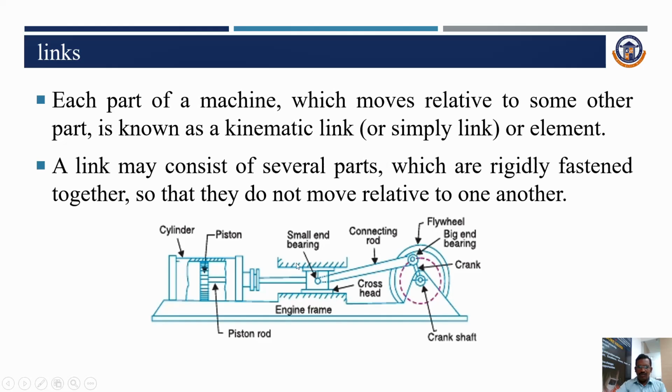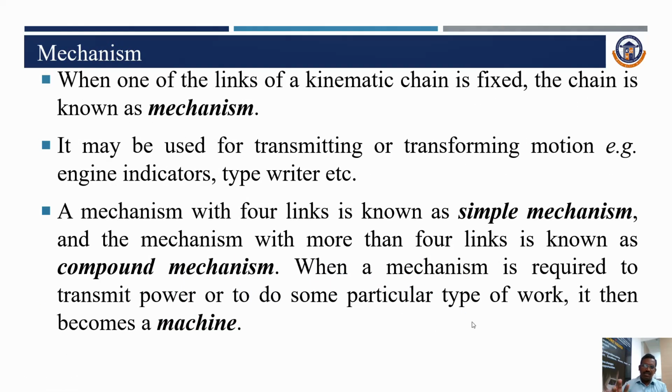For example, take an engine. We give the fuel and the spark. When the spark ignites and the piston moves front and back, the power is transmitted from here to here. Assume it is an engine. The front and back motion is converted into rotary motion. Then there are n number of links. For example, this is the first link, the piston is the second link, the connecting rod is the third link, the rotary part is the fourth link, and the shaft is the fifth link. There are n number of links available in the compound mechanism, and then it is known as a machine.